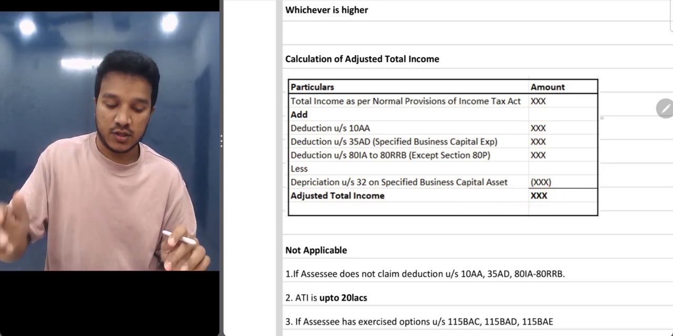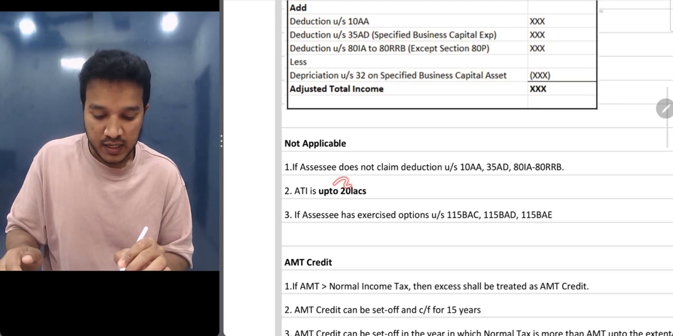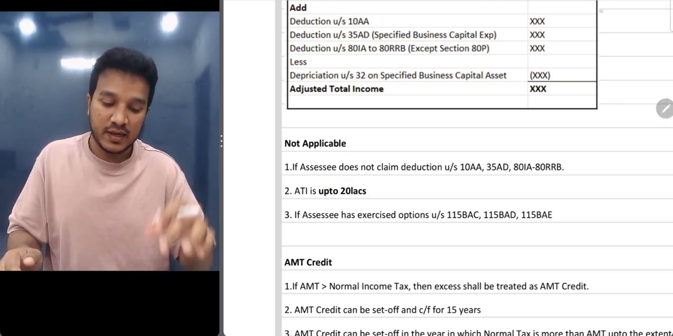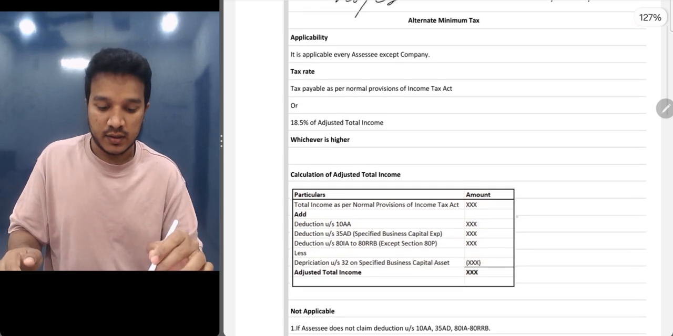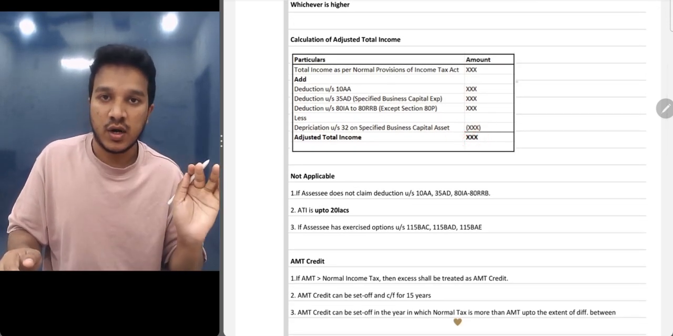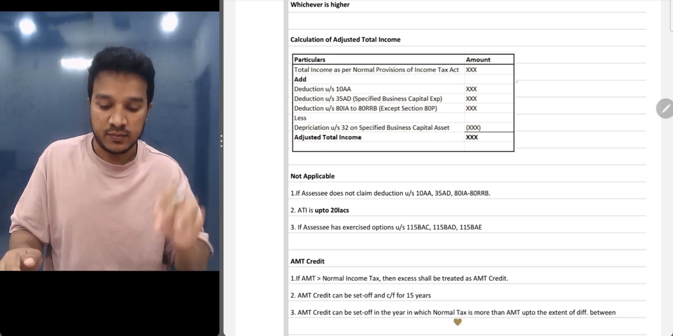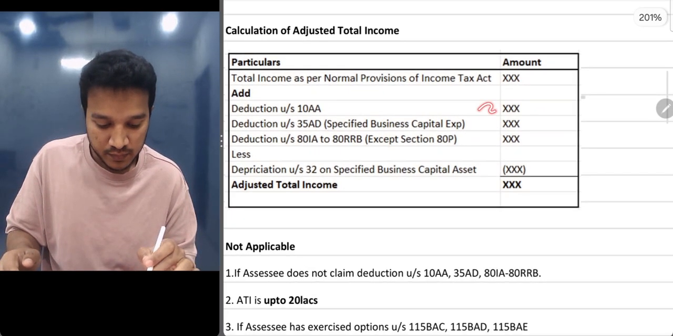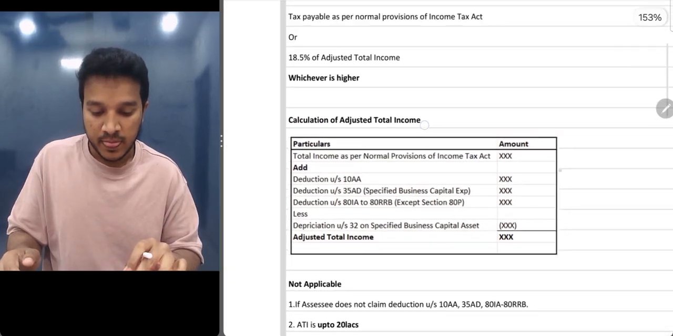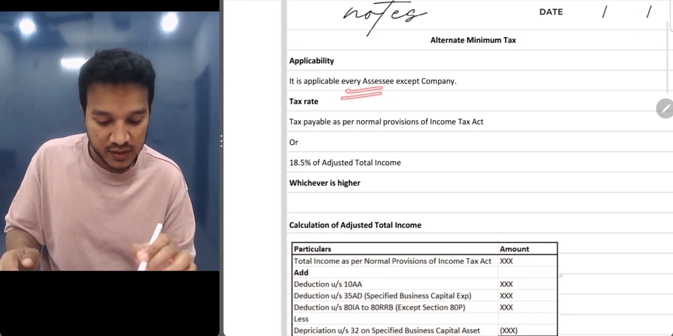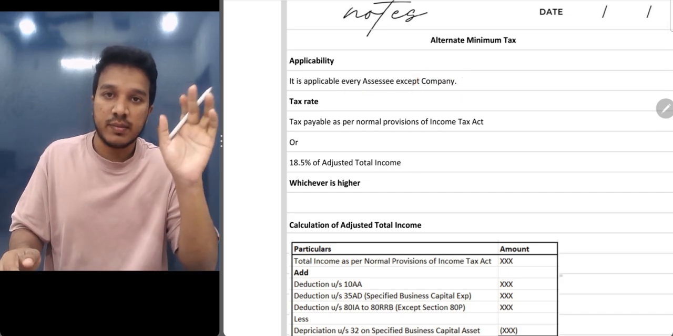After calculating adjusted total income, one thing you have to see is adjusted total income should be more than 20 lakhs. Only then AMT is applicable. If adjusted total income is less than 20 lakhs, AMT is not applicable. I'm telling you, basic again. This 20 lakhs point is basic. These three deductions are there, no? This is basic. And then 18.5% is basic. And then it is applicable for every assessee and not companies. This is also a basic point.